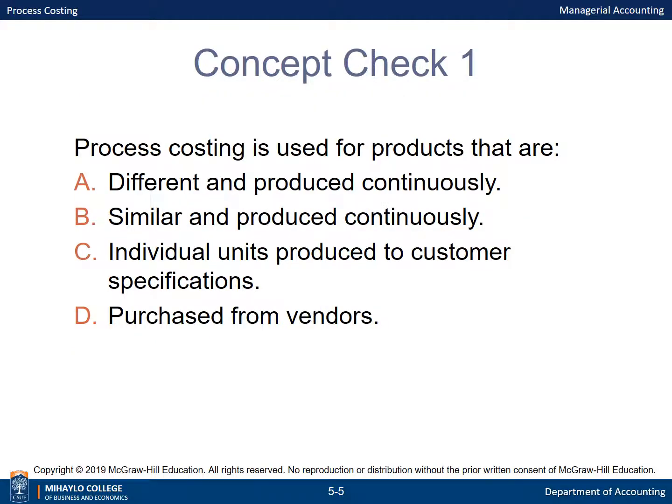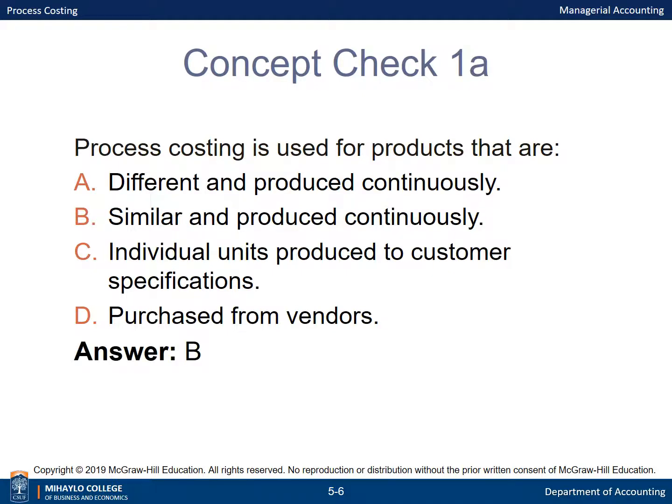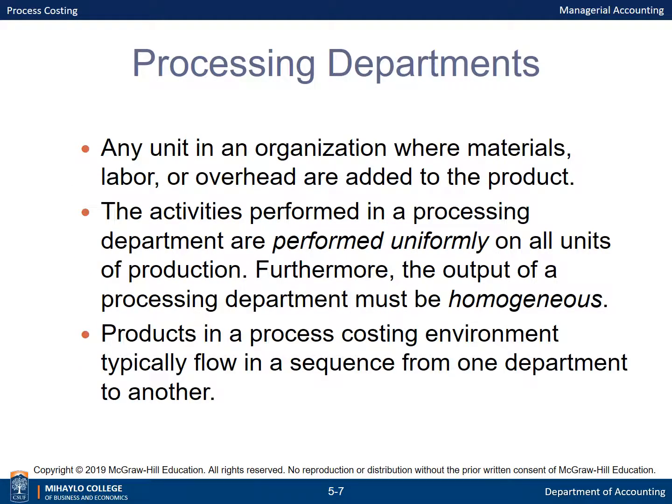Can you select which of the listed situations will use process costing? Process costing is used for products that are similar and produced continuously. A processing department is any unit in an organization where materials, labor, or overhead are added to the product. The activities performed in a processing department are performed uniformly on all units of production. Furthermore, the output of a processing department must be homogeneous. Products in a process costing environment typically flow in a sequence from one department to another.